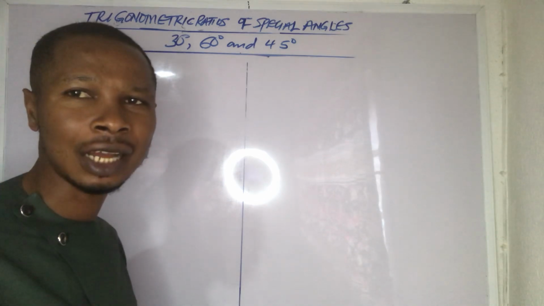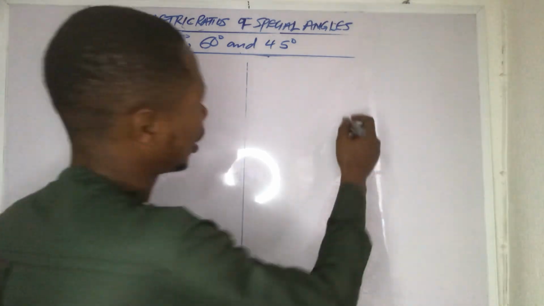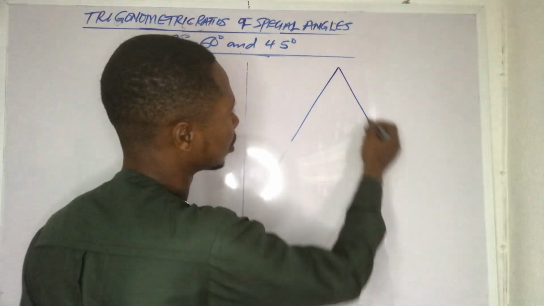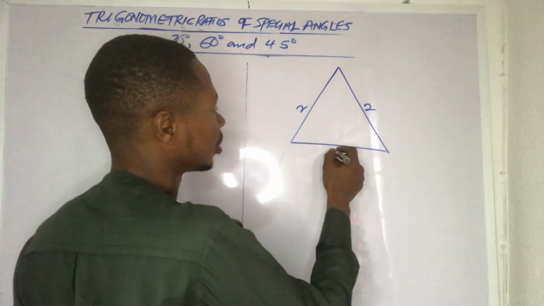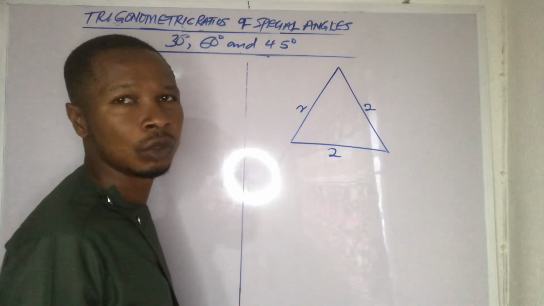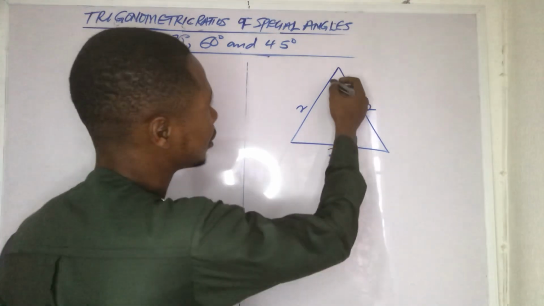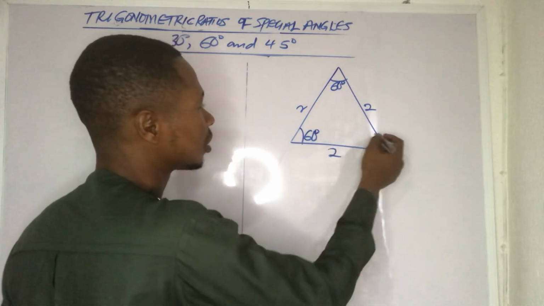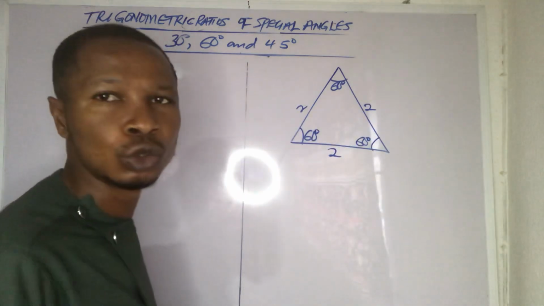Now, consider an equilateral triangle of side 2 units. Since it's an equilateral triangle, all the sides will be equal and all the angles will be equal to 60 degrees. That is, this angle will be 60 degrees, 60 degrees, 60 degrees, and the side is 2 units.